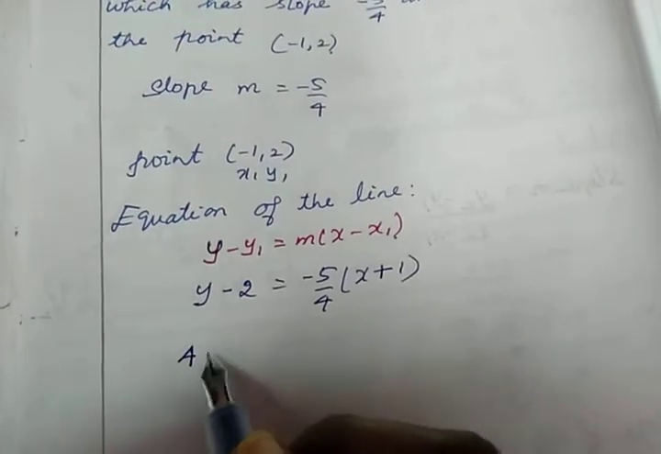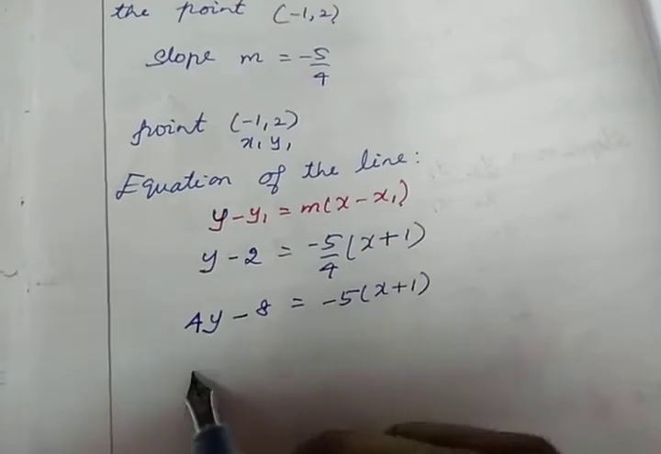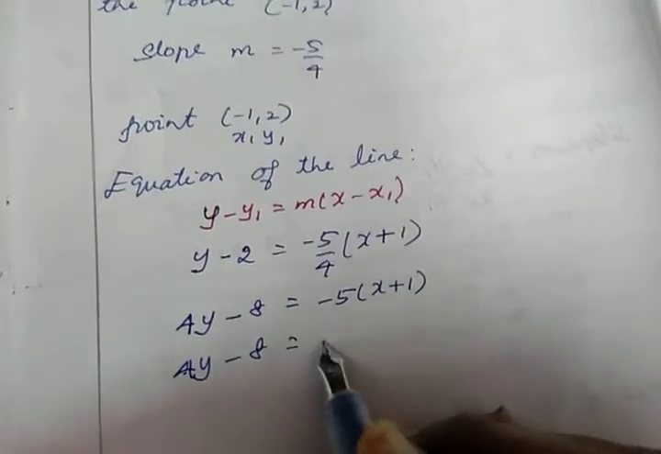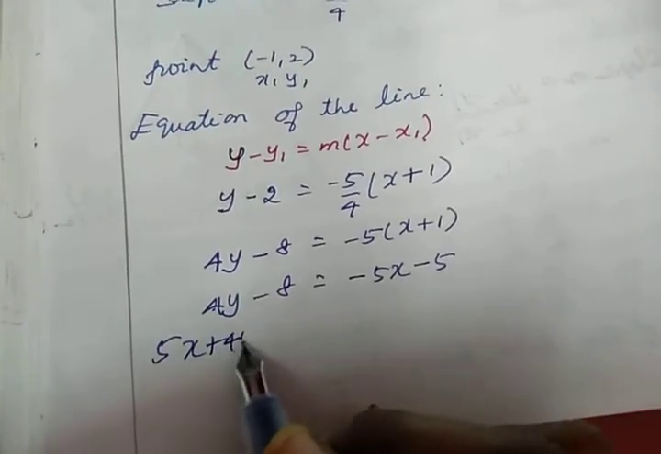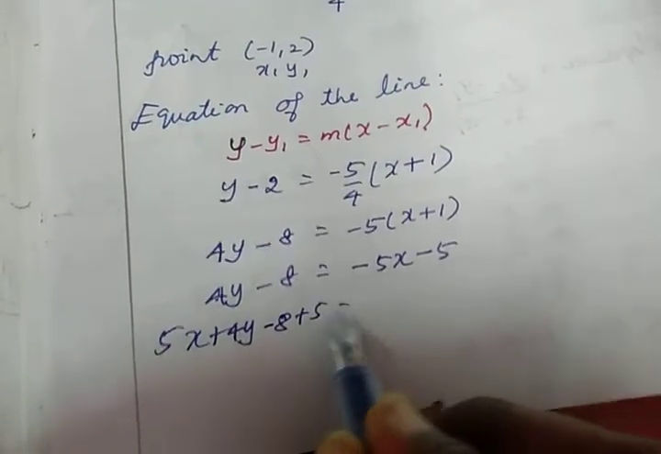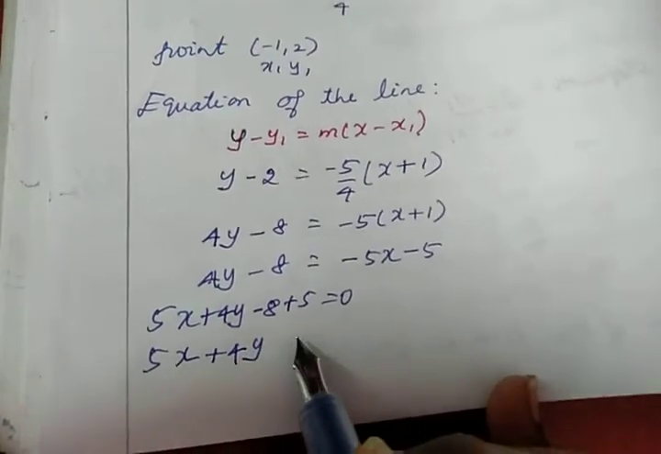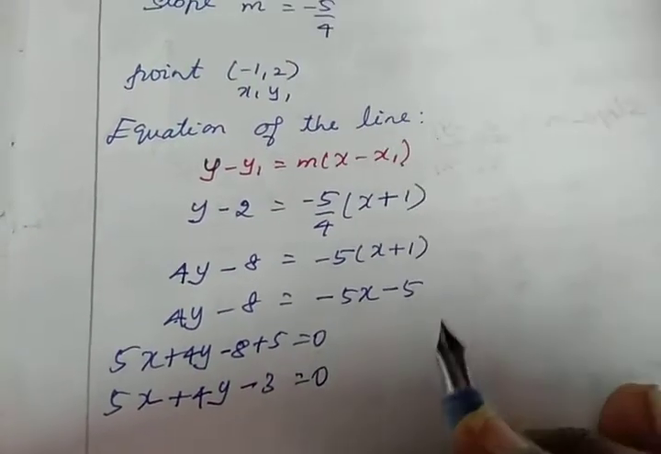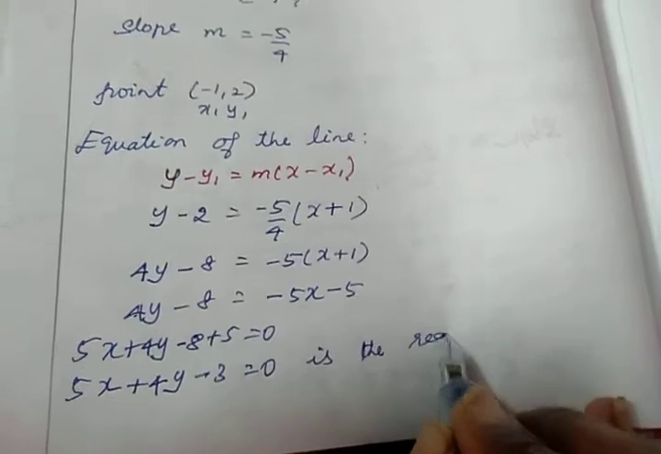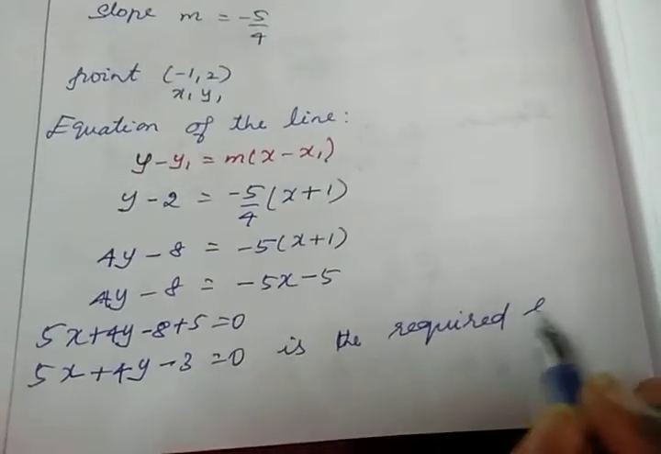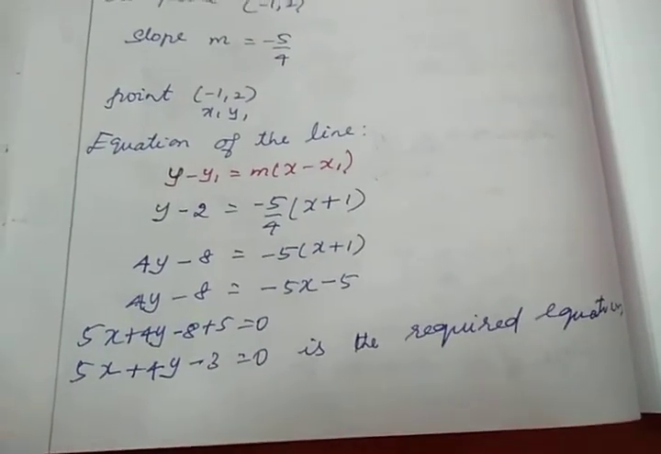So 4 comes to the left hand side. 4y minus 4 twos are 8 is equal to minus 5 into x plus 1. 4y minus 8 is equal to minus 5x minus 5. Take it to the left hand side: 5x plus 4y minus 8 plus 5 is equal to 0. Simplify it: 5x plus 4y minus 3 is equal to 0. This is the required equation of the line. With this, sum number 10 is completed.